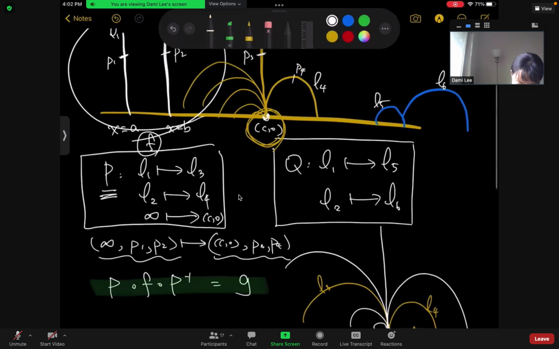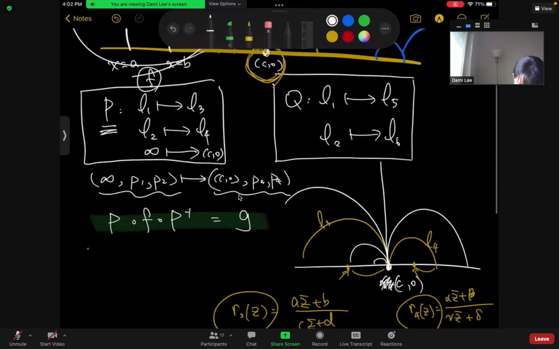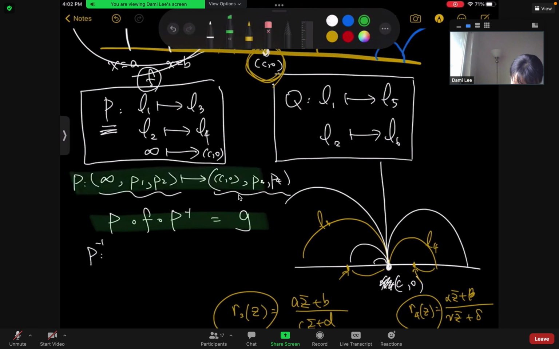What do we know about P inverse and P? P is a map that sends, here we go, P is a map that does this. So highlight the ones in green. P inverse is the map that sends this, this, and this to this, this, and this.